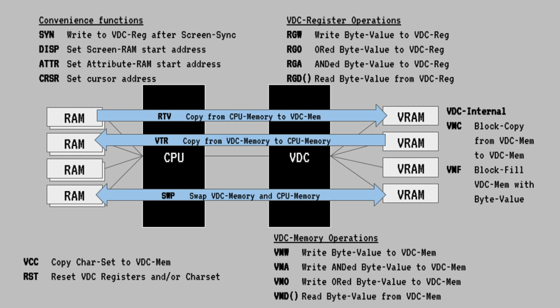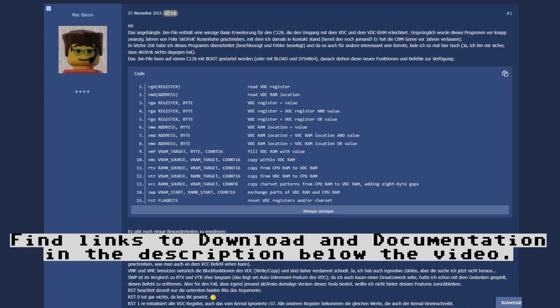Also, copying data inside the VDC chip is possible, and this is something I'm not aware of on the CGA side of the house. We're not going to make any use of this today, but it surely allows for interesting things to be done. We'll dive into more details of these commands as we make use of them.